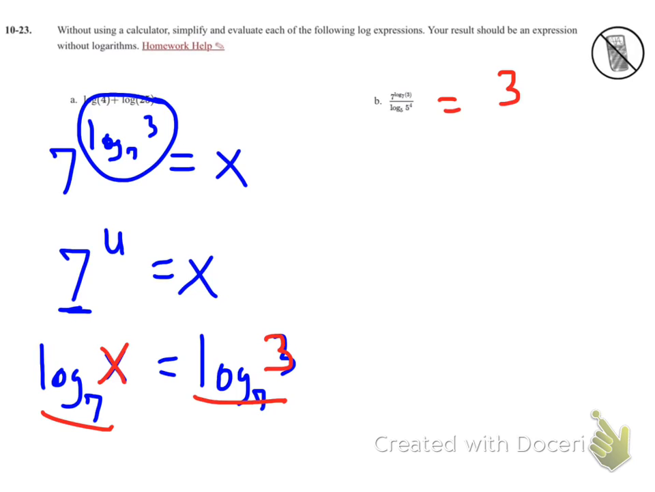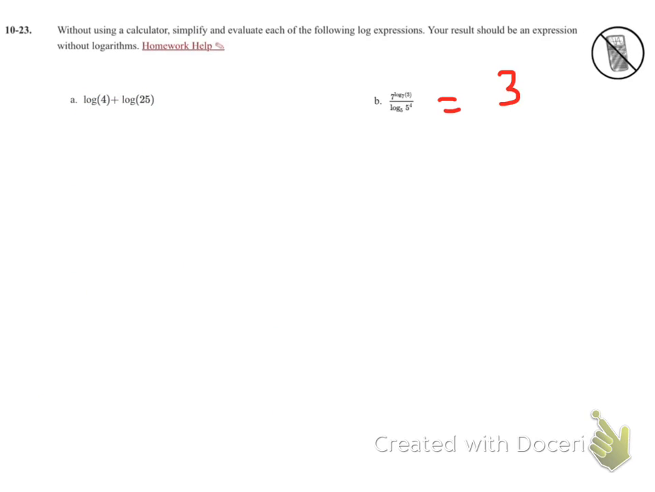Looking at the denominator, I'm going to do something similar with that. The denominator is log base 5 of 5 to the 4th. Now let's say that equals something. Let's just call it y. This is in logarithm form. I want to switch it to its exponential equivalent.